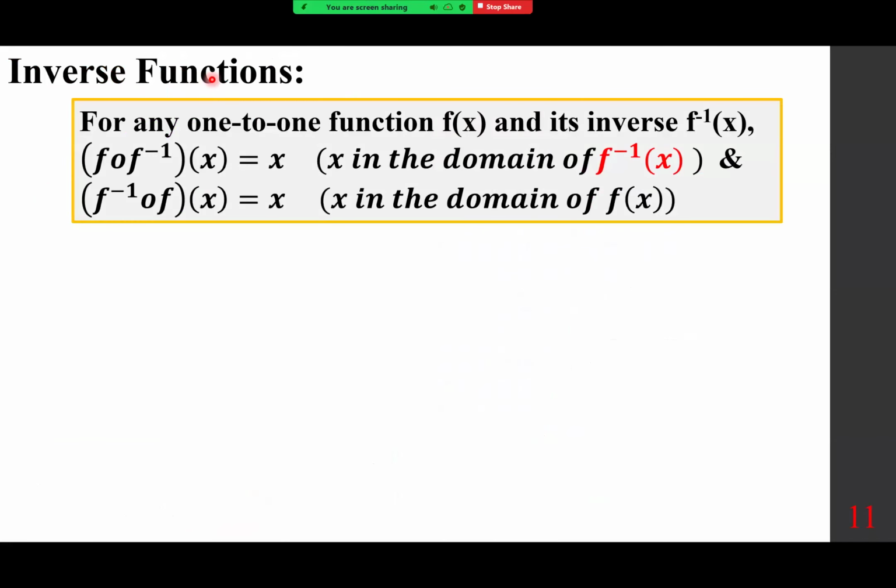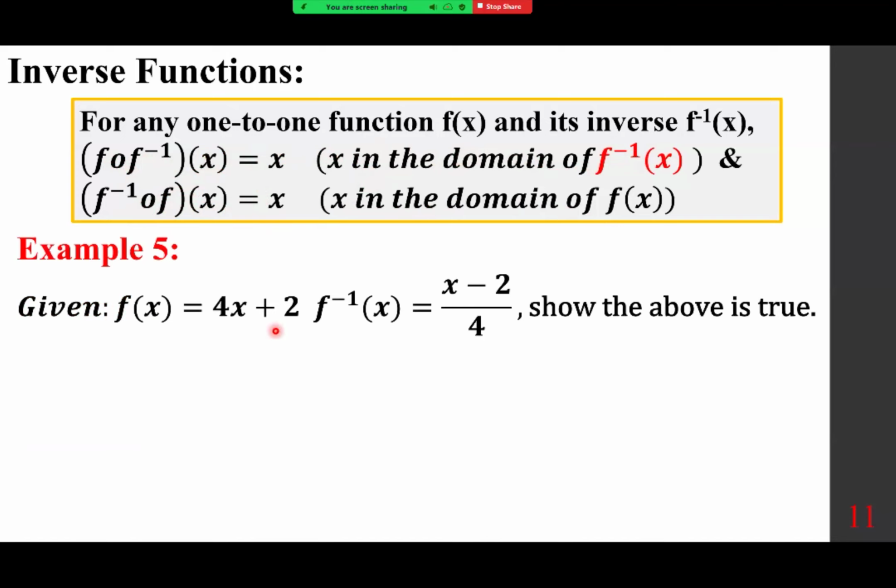Inverse functions. For any one-to-one function, f of x, and its inverse, f inverse of x, f of f inverse of x equals x, and f inverse of f of x equals x. In the first case, x is in the domain of f inverse. In the second case, x is in the domain of f. You look at this function, this means f of f inverse, that's one.